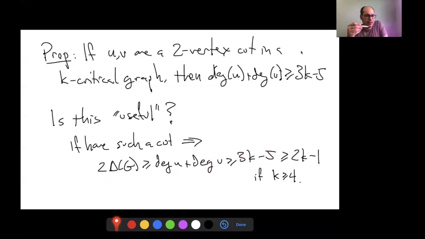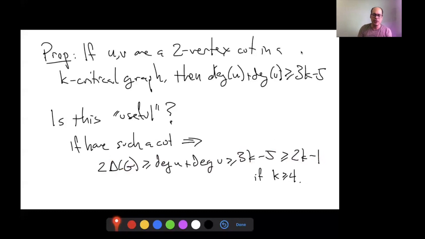Now, previously, we had examined k critical graphs in small cases. We had looked at 1 critical, 2 critical, and 3 critical graphs, and in each of those cases, we had deduced that Brooks' theorem must actually hold. The only interesting case is going to be k critical for k at least 4. So for k at least 4, 3k minus 5 is at least as big as 2k minus 1. Just check that. And so that means that twice the biggest degree is at least 2k minus 1.